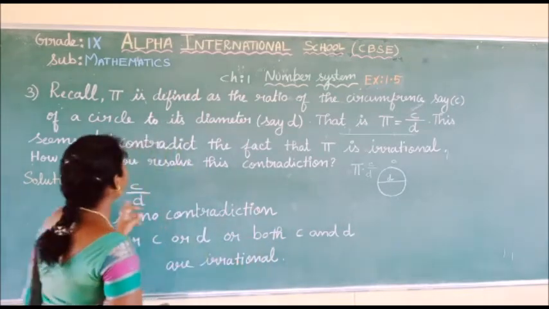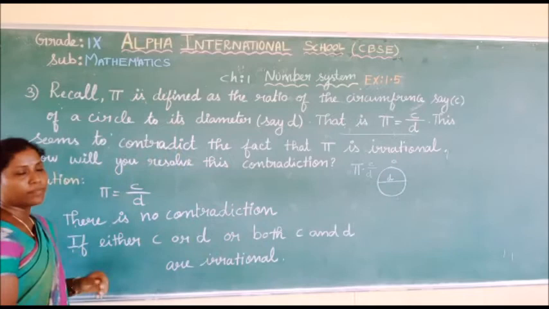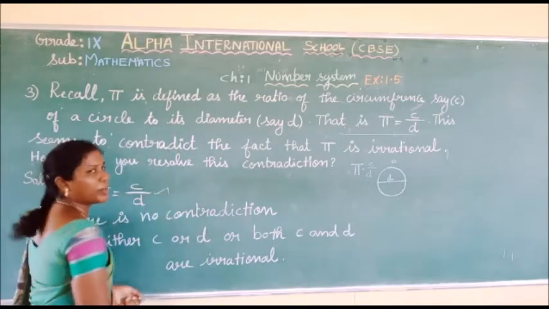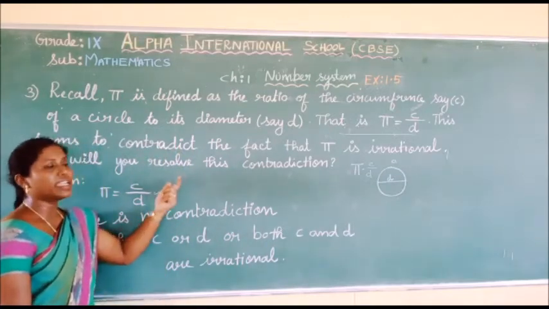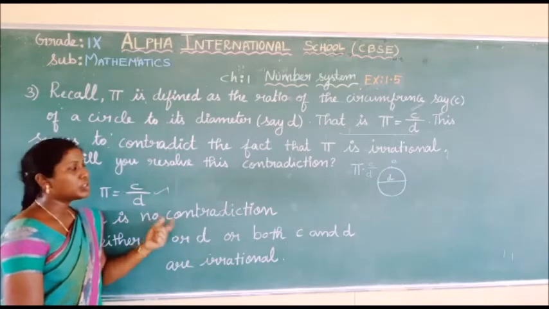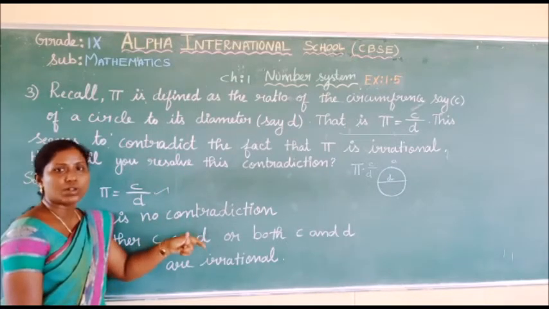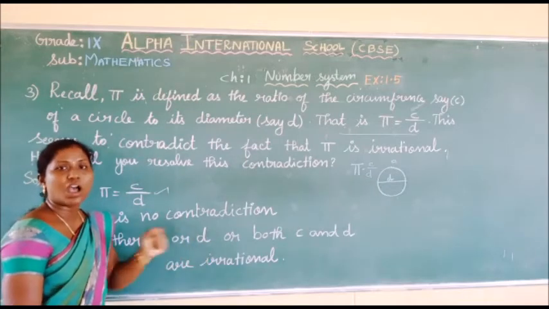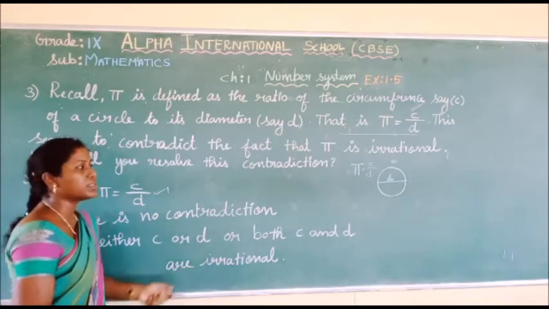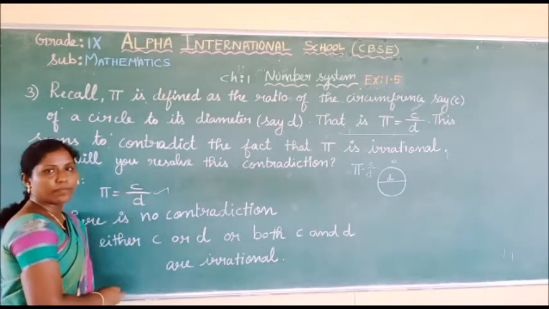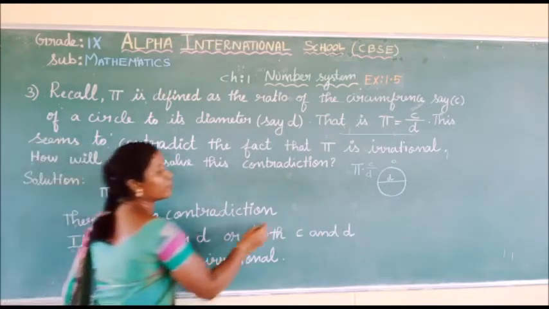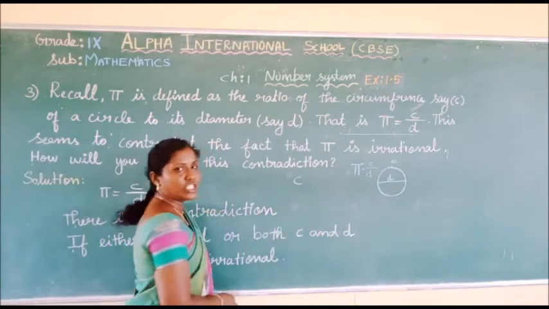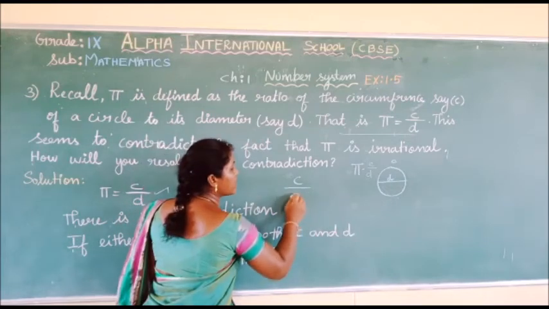So pi is equal to C by D. Actually, they have given it in the form of p by q, so that indicates it's a rational number. So there is a contradiction. How do we have to resolve it? We are writing there is no contradiction. How we can resolve the contradiction is if C is a rational number. For example, I am taking C as a rational number and D as an irrational number.